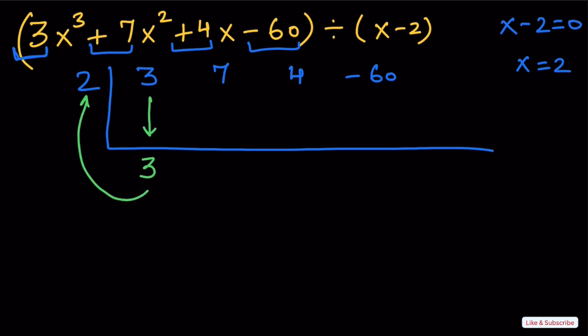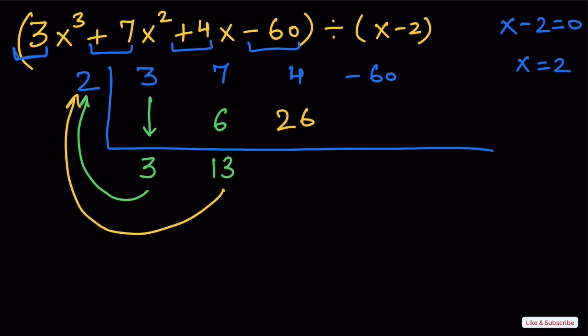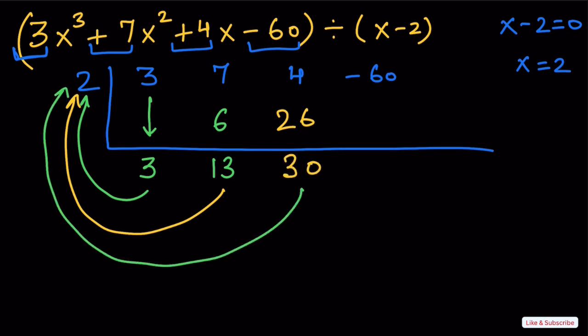Now multiply 3 times 2, that gives you 6. Now 7 plus 6 gives you 13. Now multiply 13 by 2. 13 times 2 gives you 26. 4 plus 26 gives you 30. Now we'll multiply 30 by 2. 30 times 2 gives you 60. Negative 60 plus 60 gives you 0. So the last number is going to be the remainder.